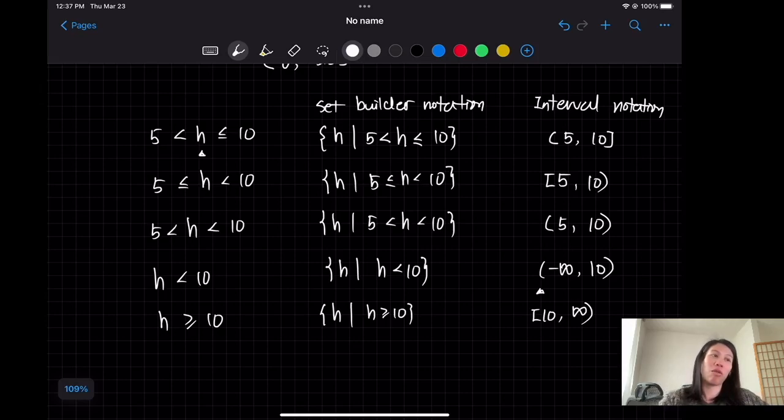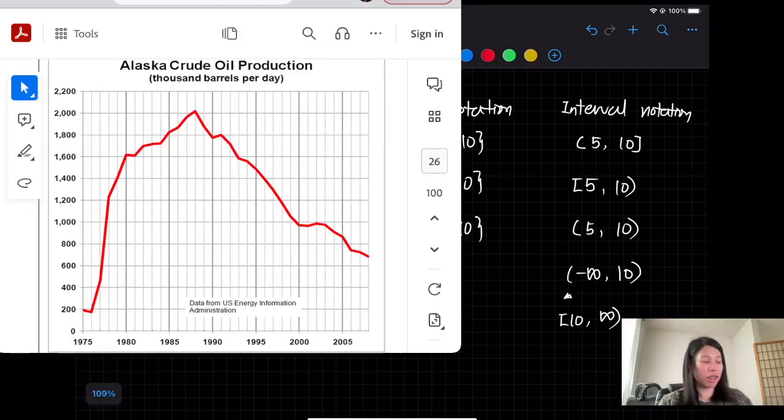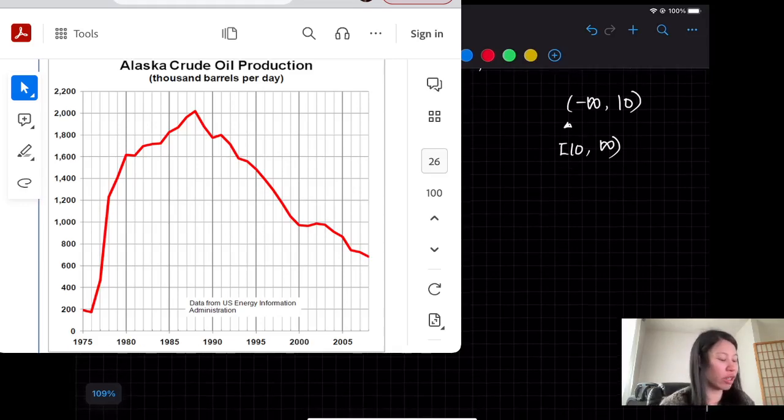Okay, so next thing is how do you find the domain and the range based on a graph? All right, let's look at this graph. This is a graph that shows the Alaska crude oil production, in 1,000 barrels per day. So what will be the range? The range is when you put in the time, they tell you the production per day in that year. The average production, I should say. So our range, no, I'm sorry, domain. Domain is the input value. So input would be what? The time of the year.